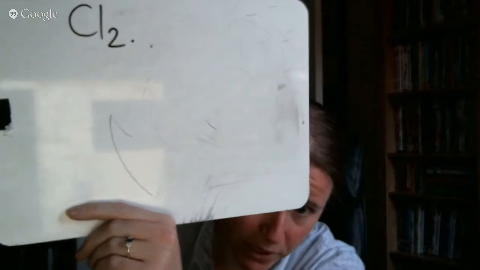Another example of covalent bonding. Not a problem. Okay. I've already done water and carbon dioxide, so let's have a go at, let's do chlorine gas. So chlorine gas, Cl2, okay?